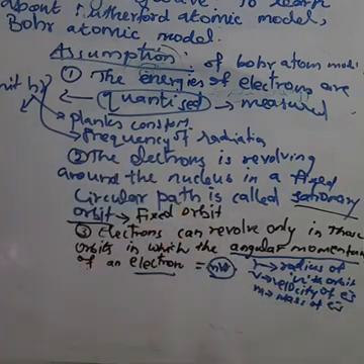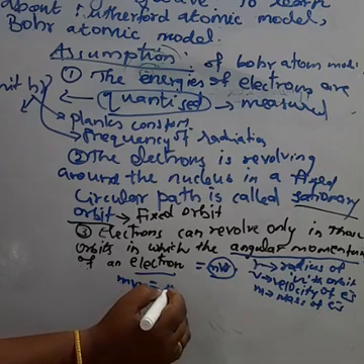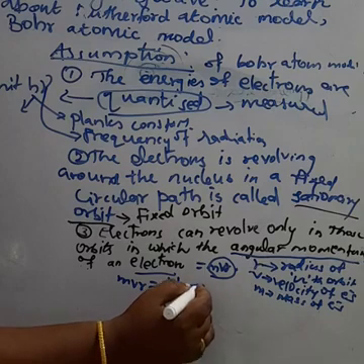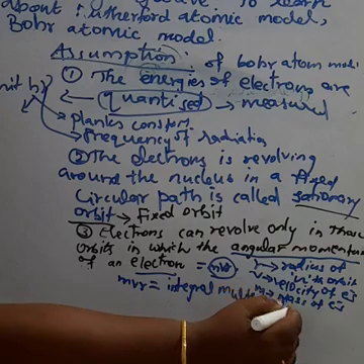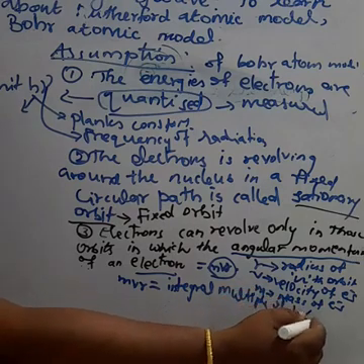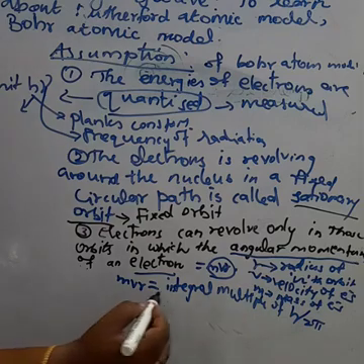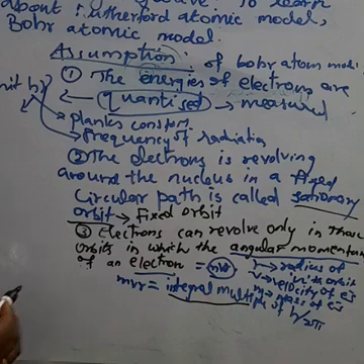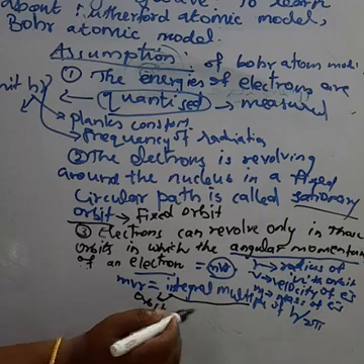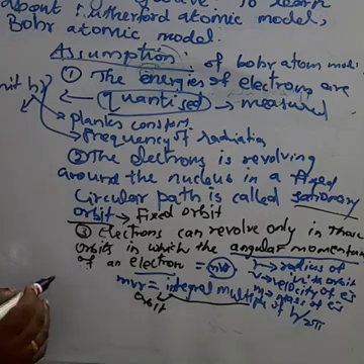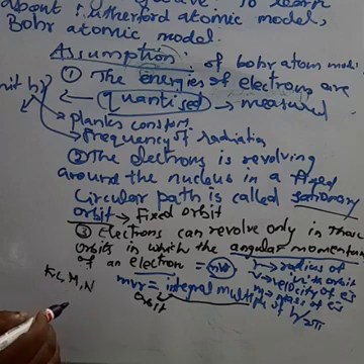And then this MVR is equal to an integral multiple of h by 2 pi. What do you mean by integral multiple? Integral multiple means this indicates the orbit, the nth orbit. How many orbits are there? We studied about 4 orbits: K, L, M, N. But here so many orbits are there.